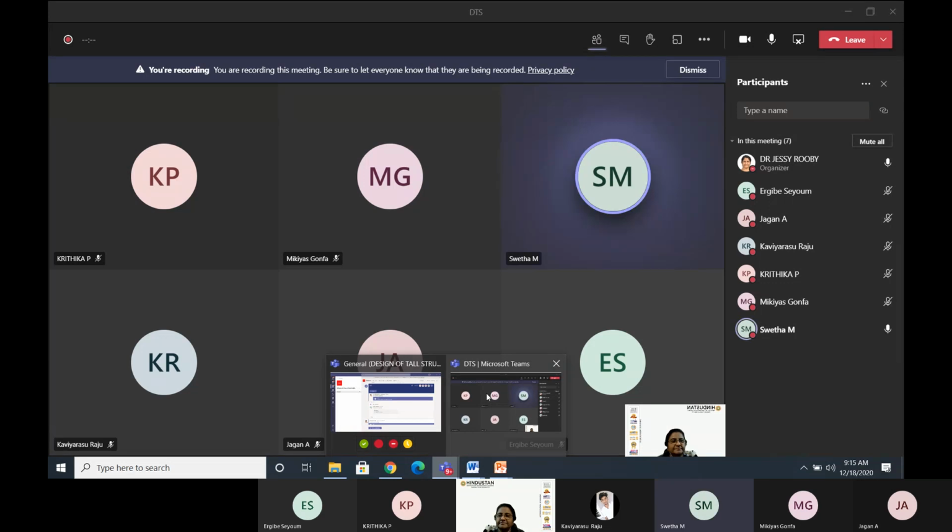Ma'am, because it is already high compared to the required one, ma'am. Which one? The required load. No, required load in the sense I am considering all the three, dead load, live load, and earthquake load. In this combination, the factor of safety is little less. Code says that you can have a less factor of safety.